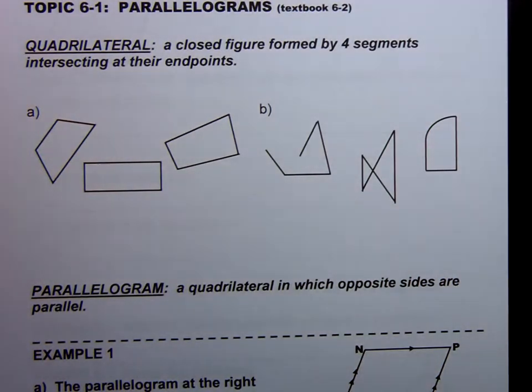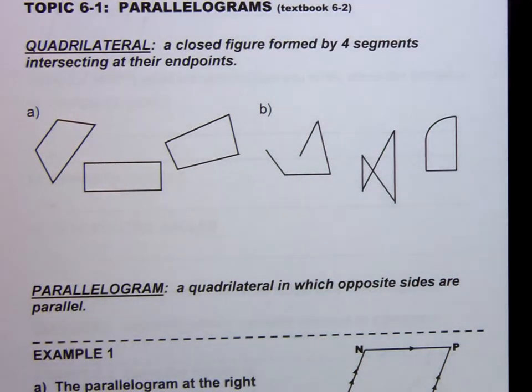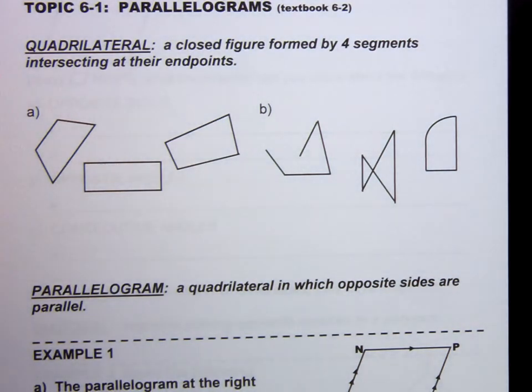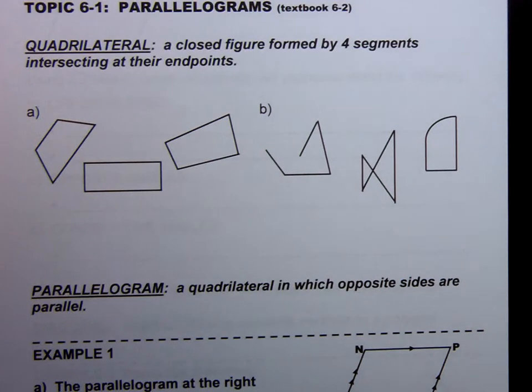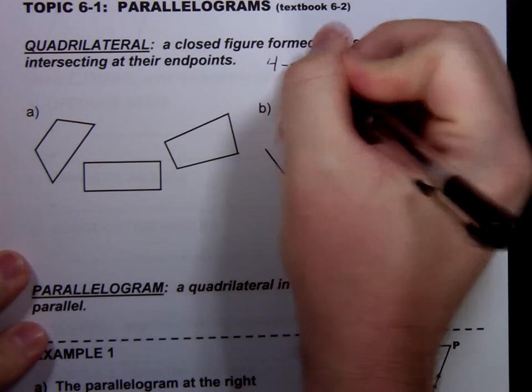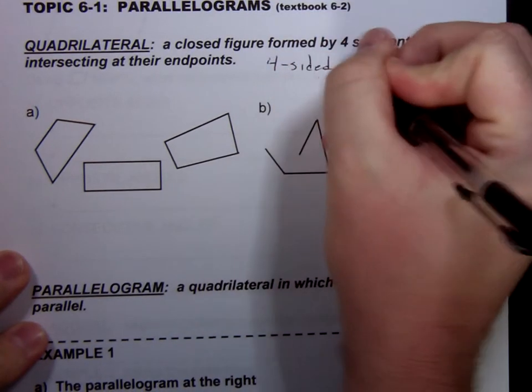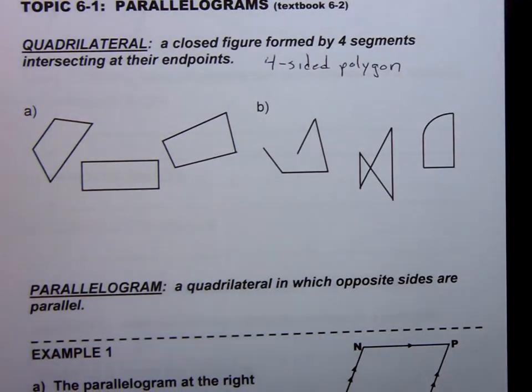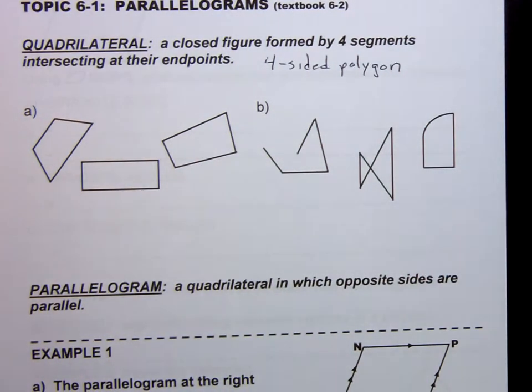All right, we're talking about quadrilaterals today. A quadrilateral is a closed figure formed by four segments intersecting at their endpoints. Now that's a little bit more complicated definition than you might need, and the reason for that is it's just reiterating part of what the definition of a polygon is. An easier definition might just be a four-sided polygon. So if you remember everything that a polygon is, all of that would still apply, and it has four sides.